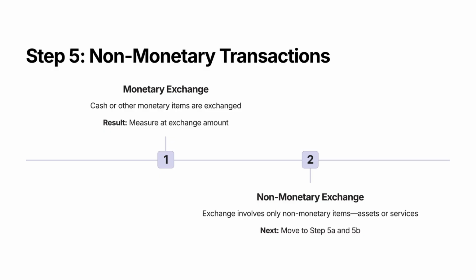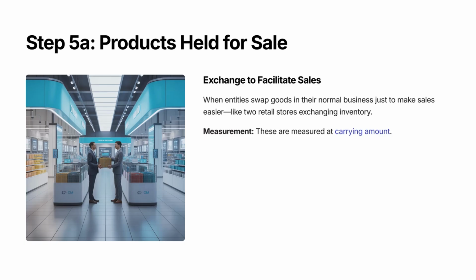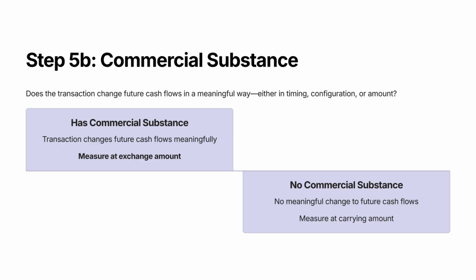If cash or other monetary items are exchanged, we measure at exchange amount. If the exchange involves only non-monetary items, like swapping assets or services, we move to the final two questions. Step 5.1. Is it an exchange of products held for sale to facilitate sales? This means the entities swap goods in their normal business just to make sales easier, like two retail stores exchanging inventory. These are measured at carrying amount.